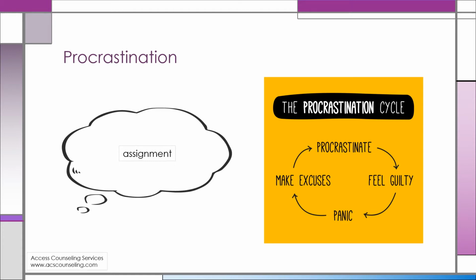So you might imagine a kid is thinking about a homework assignment that they need to do. They start making excuses for why they can't do the assignment right now. And in a little bit, I'm going to go over what those excuses could potentially look like. So because they've made some excuses, they continue to procrastinate on the assignment, which then leads to feeling guilty about not completing the assignment.